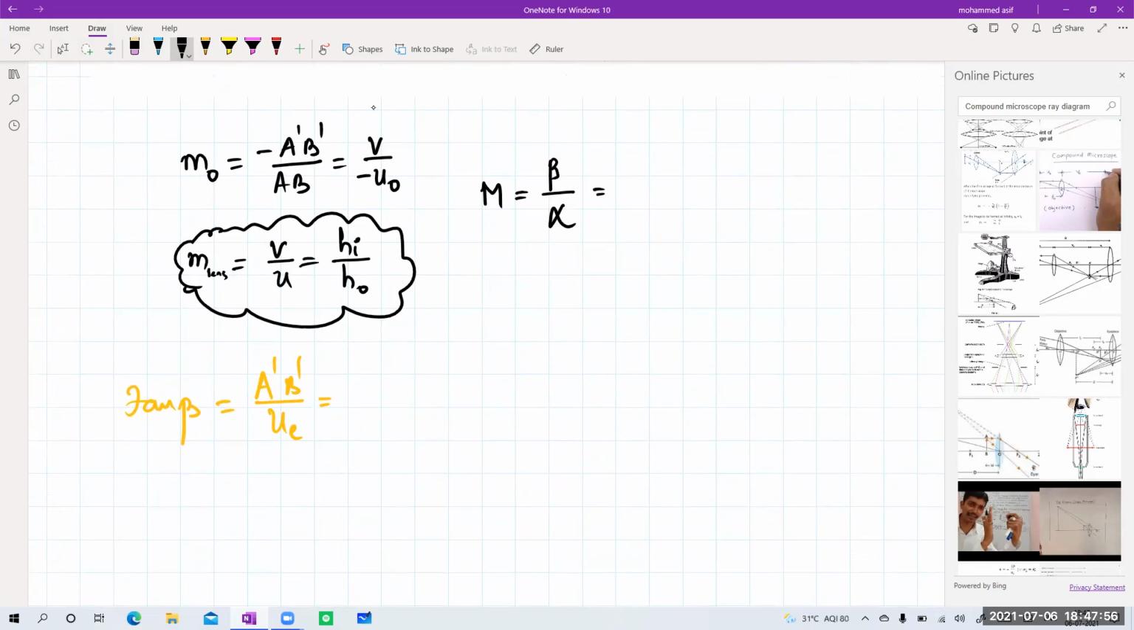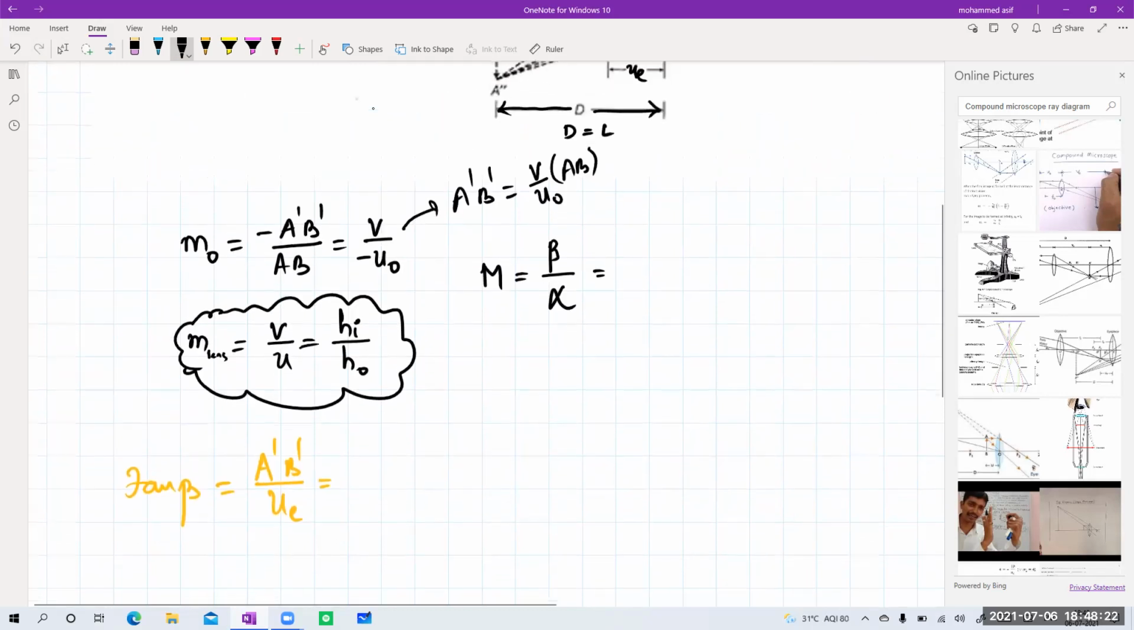From the above formula, A dash B dash is the height of the image. That means A dash B dash from this one I can write as A dash B dash will be equal to V by U naught into AB. So I can write here V by U. So this will become A dash B dash is equal to V.